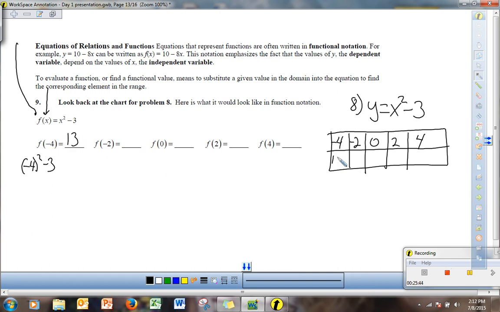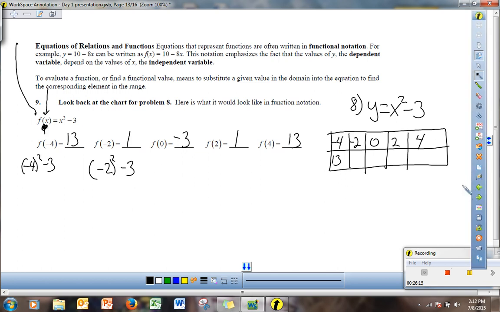Remember earlier on number 8 when we filled that out, we had a 13 there. f of negative 2 says go plug in negative 2 where there's an x. So I got negative 2 squared minus 3, and once I did that, I had a 1. When I went 0 squared minus 3, remember, we got a negative 3. And then this was a 1 and a 13. So that's all it means. Whatever's sitting right here, you're going to plug that in for x and simplify it.